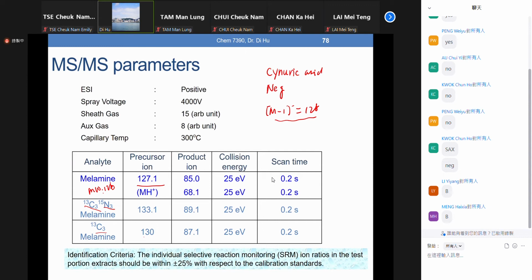But anyway, for tandem MS, when you are doing identification, we look at the individual selective reaction monitoring ion ratio. The ion ratio in the sample should be within plus or minus 20% with respect to the authentic standard. We compare that ion ratio to the standard, and it should be within that, say 25%.